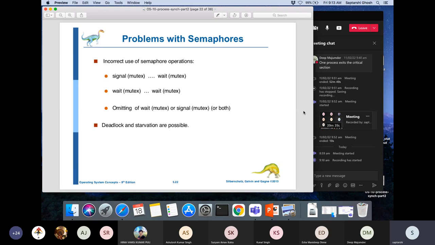As I said, if you are not using semaphores correctly, then there can be problems. Like first you write signal and then wait, which should not be the case. Or you forget to signal a particular semaphore, so the other processes will get stuck. Therefore, if you are not careful about how you use semaphores, then deadlock and starvation are possible.